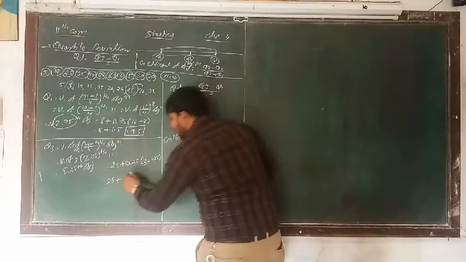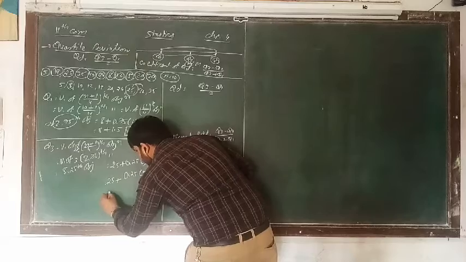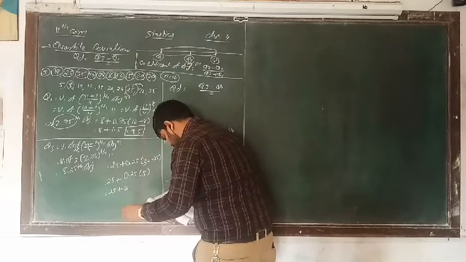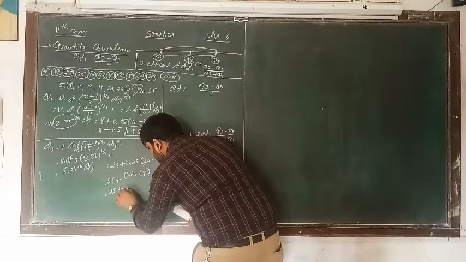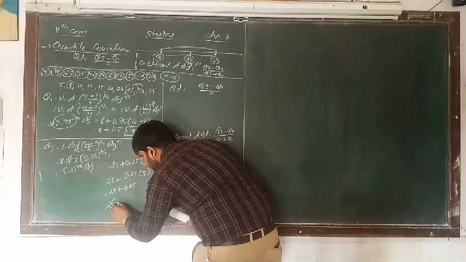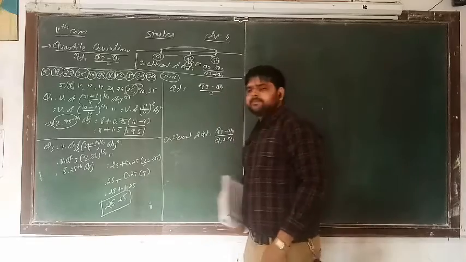0.25 into 5. So 0.25 into 5. So 25 plus 1.25, that is your answer. So 26.25. This is the value of Q3.